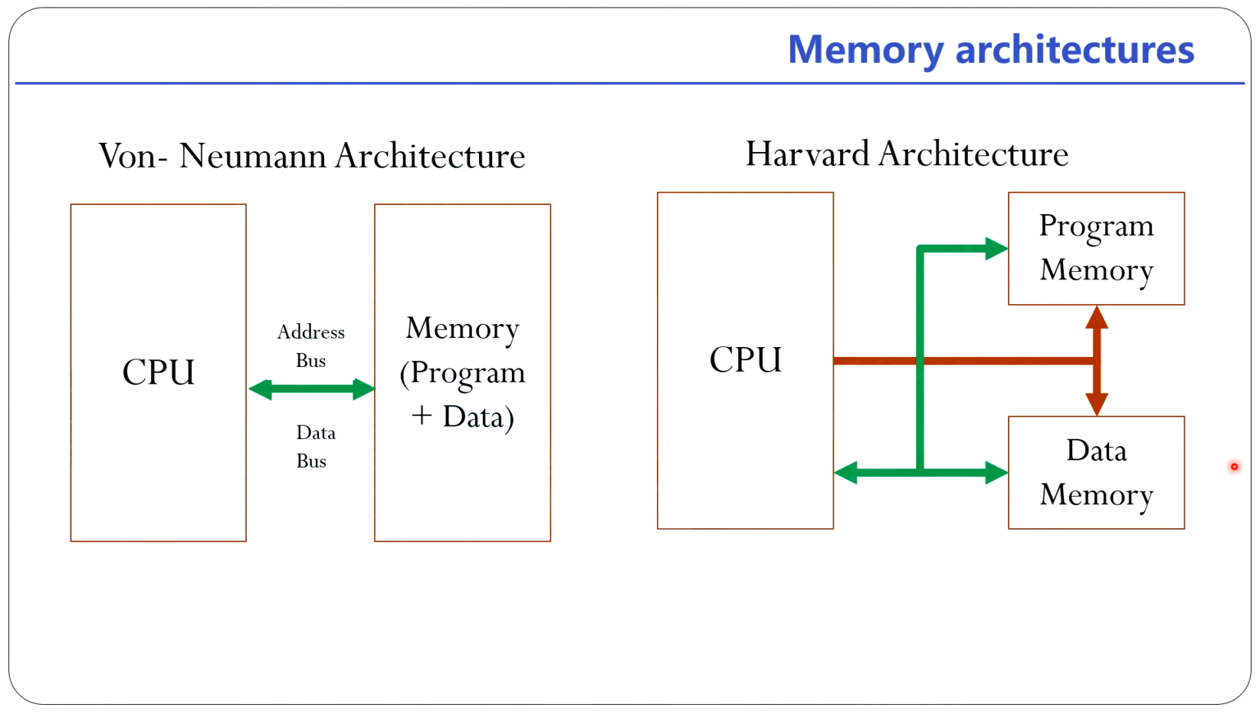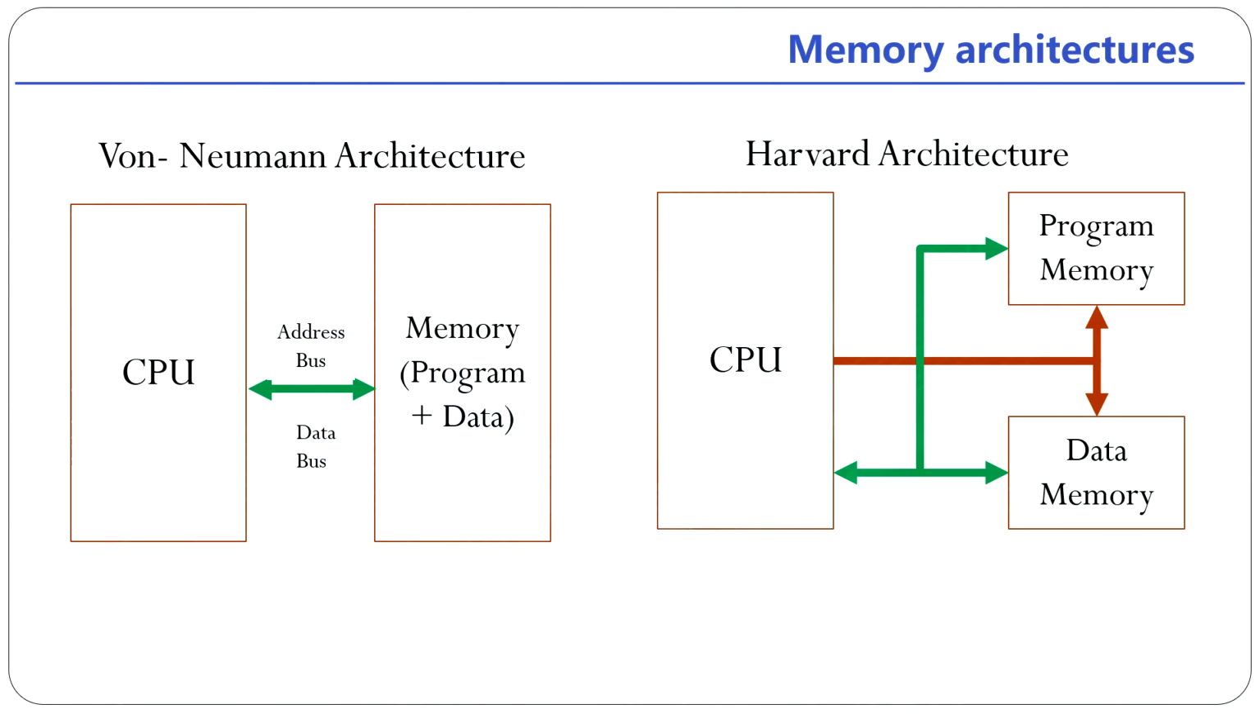Hardware architecture. In Harvard architecture, there is separate memory for programs and data, and separate buses for each. You can see here, this is for the program memory, and this is for the data memory. So a number of buses are used here. This allows simultaneous access, making it faster and more efficient.